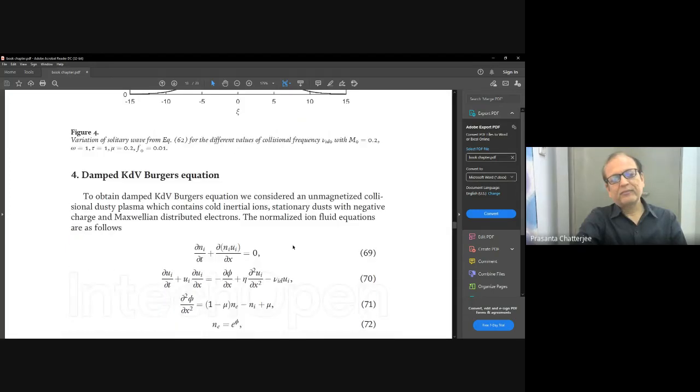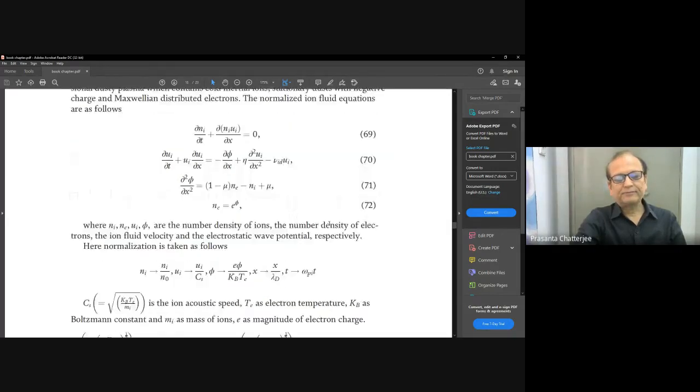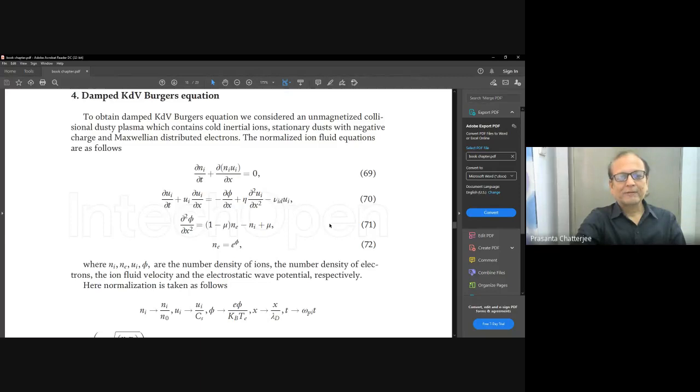Next, let us derive the damped KdV-Burgers equation. In this case, in addition to the damping term on the right hand side of 70, we also consider another term, η ∂²u/∂x², on the right hand side. It is the dissipation term. So let us see the effect of ν_i and η both on the solitary waves.